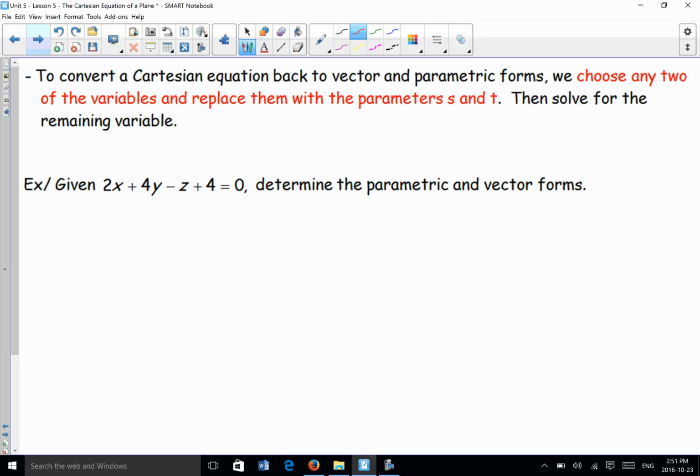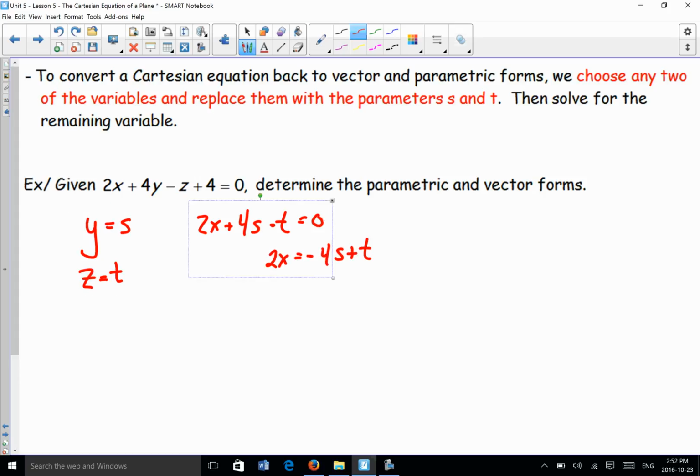So for example, we have this equation, 2x plus 4y minus z plus 4, and I want to determine the parametric and vector forms. Well, I'm going to start off by picking parameters. Let's let y equal s and z equal t. And I could have chosen x, doesn't make a difference. I just chose not to. And so what do I get then? I get 2x plus 4s minus t equals 0. In other words, 2x equals -4s plus t. In other words, x is -2s plus 1/2 t.